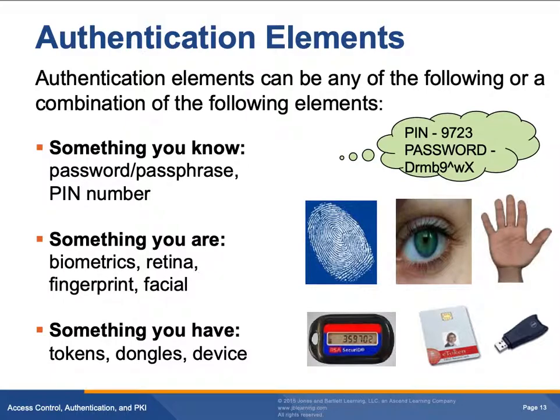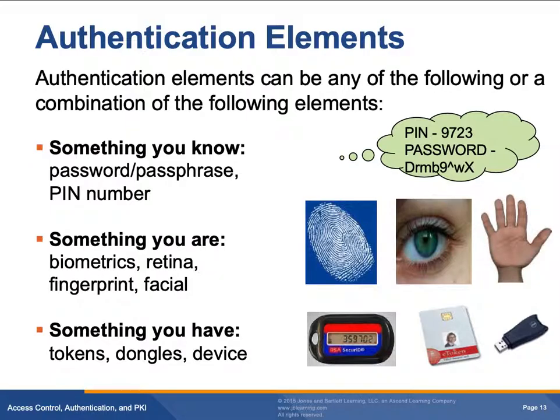Authentication elements. Now you see a lot of pieces and parts over to the right hand side. Something you know, something you are, and something you have. Anyway, for example, when I go to the ATM, I put my card into the ATM. That's something I have. That's a device, so it's a card. And then it's also something I know, the PIN number. So that's two-factor authentication.